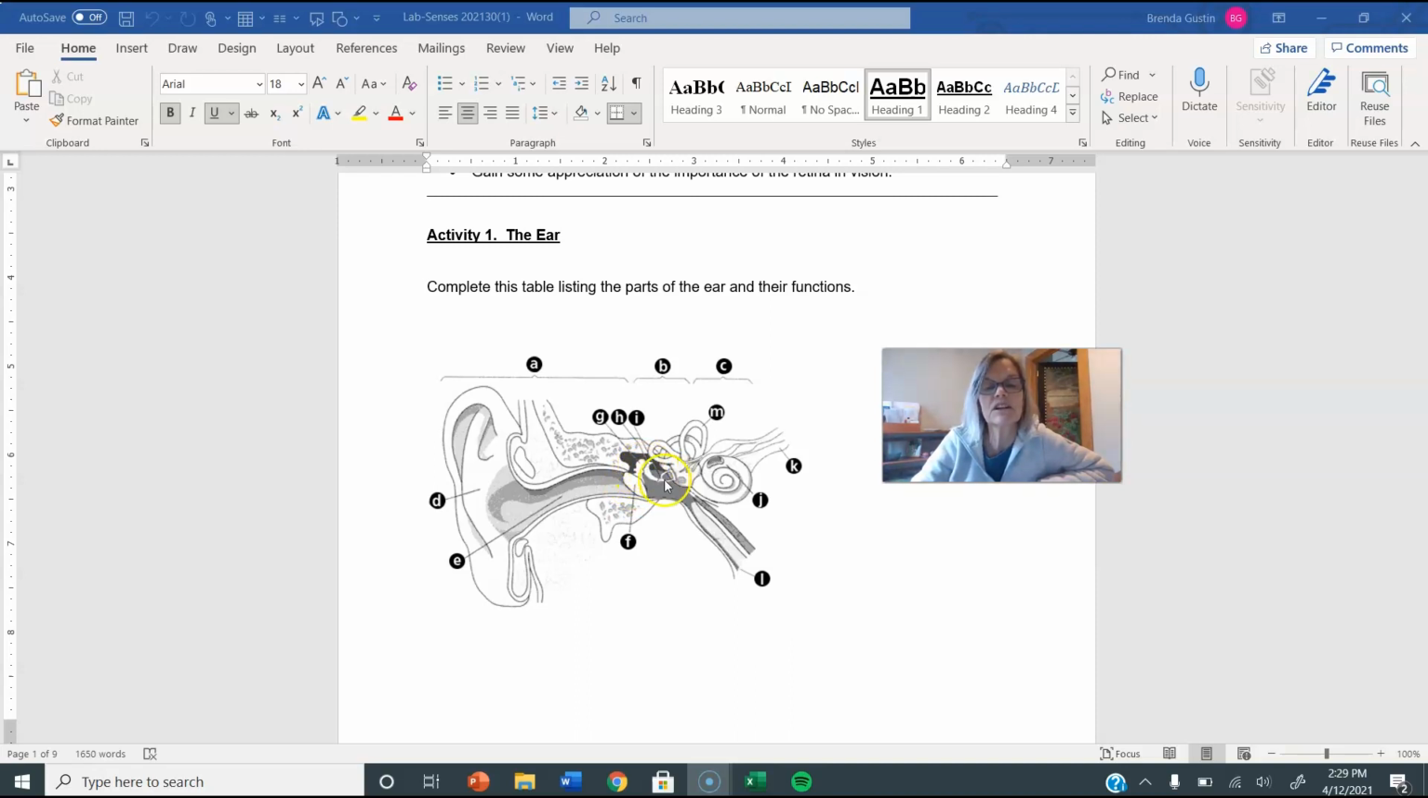These little bones collectively are called the ossicles. You might have heard them called the malleus, the incus, and the stapes, or the hammer, the anvil, and the stirrup. I'll just call them by their general name, the ossicles. Now notice that this section B falls right into this area, and that is the middle ear. The only way to get to the middle ear is through the auditory tube.